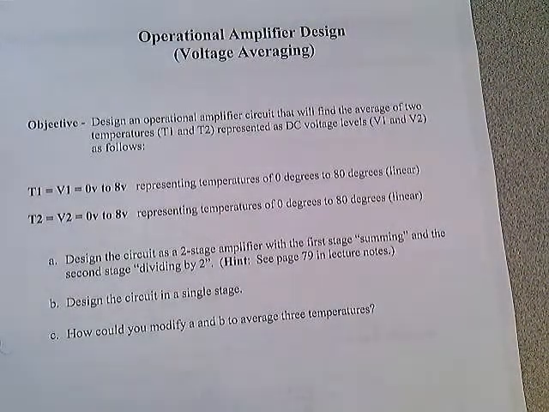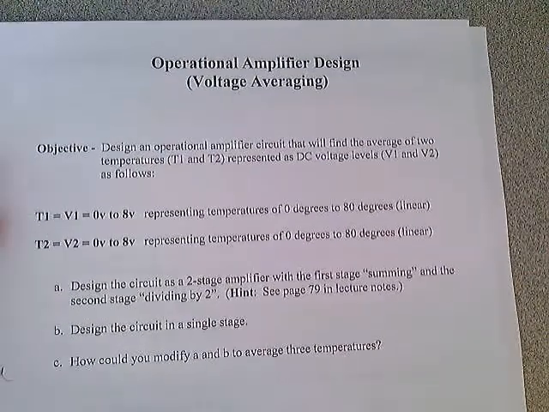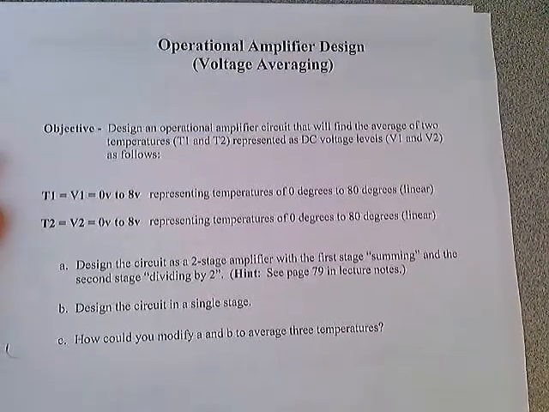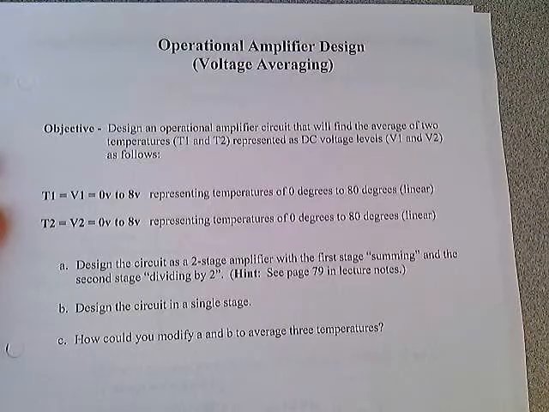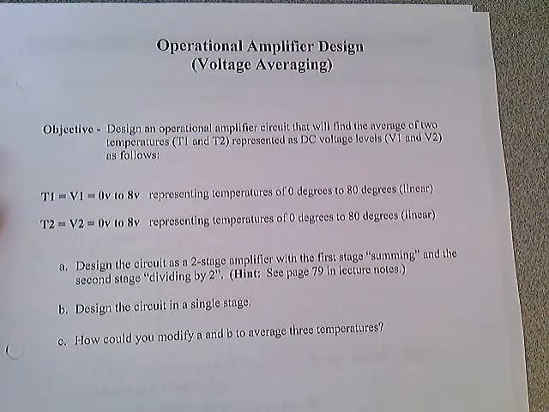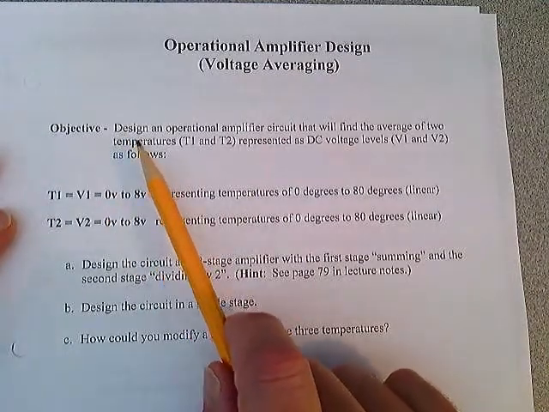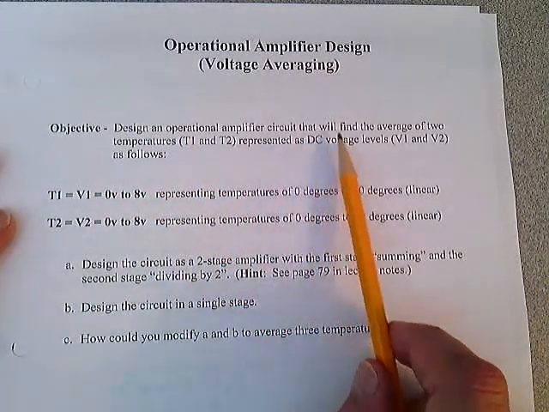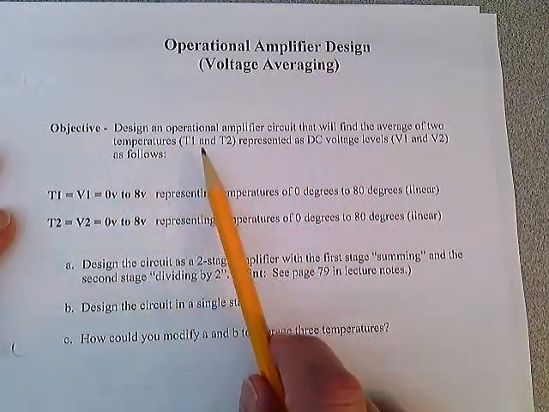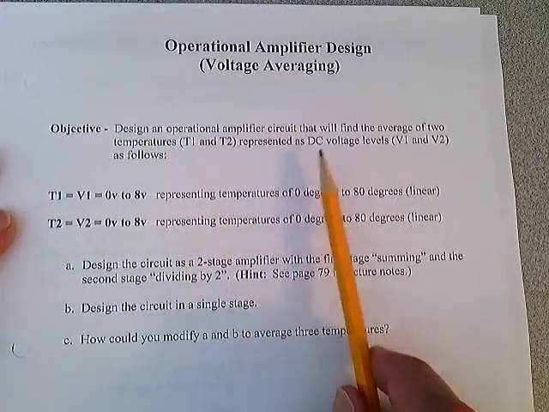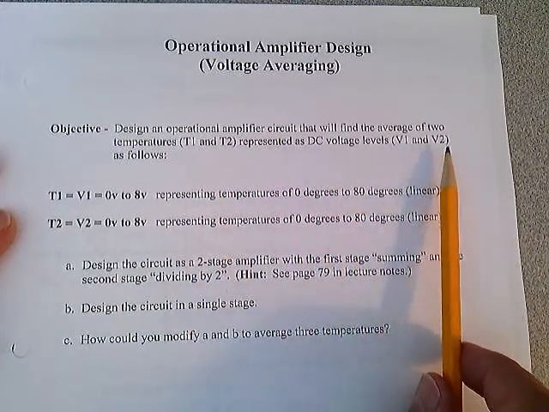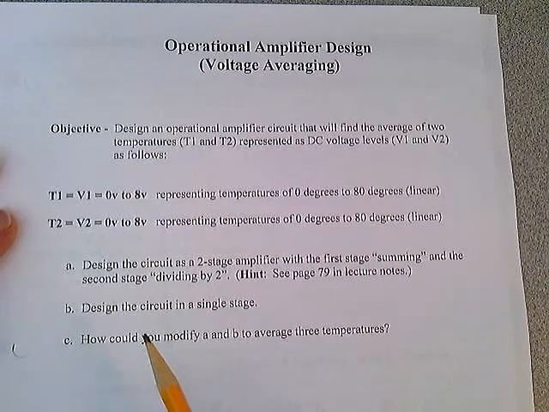Here's a homework problem on page 81 I'm going to ask you to do. I'll talk about this in class. I'll refer to it in our weekly assignment sheet. The objective, you've been hired to do this. The objective is design an operational amplifier circuit that will find the average of 2 temperatures, T1 and T2, represented as DC voltage levels V1 and V2 as follows.